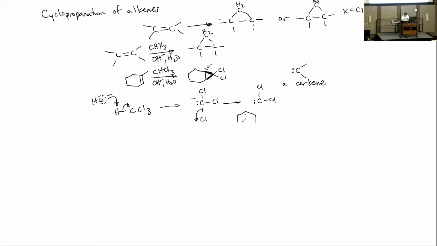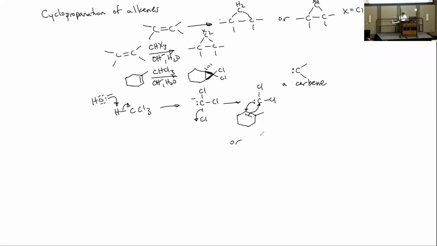That mechanism now looks an awful lot like the epoxidation mechanism, in that what's going to happen, both at the same time, is the lone pair on the carbene is going to add to one of the two alkene carbons, it doesn't matter which, and the pi bond is going to form a bond to the other alkene carbon to the carbene.